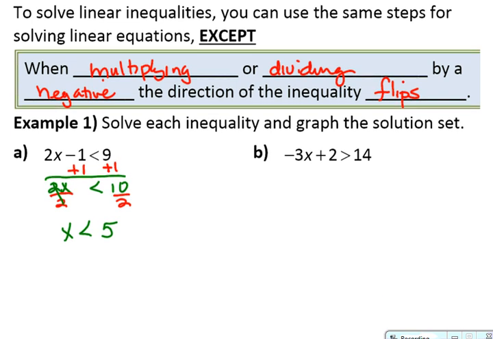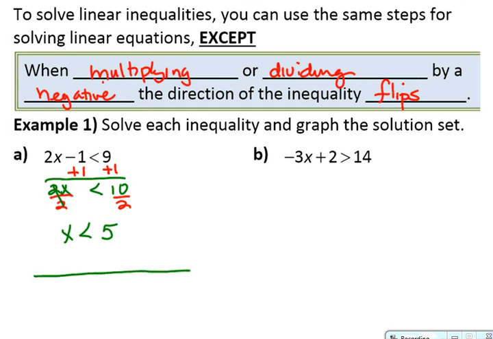If we needed to graph that on a number line, I'm just going to draw a number line and we'll just put 0, 1, 2, 3, 4, 5, 6. It doesn't have to be a fancy one. If x is less than 5, I'm going to draw an open circle on the 5 to indicate that it's not going to be equal to the 5 itself, but it's equal to everything below it. So we just shade here to the left for my answer.